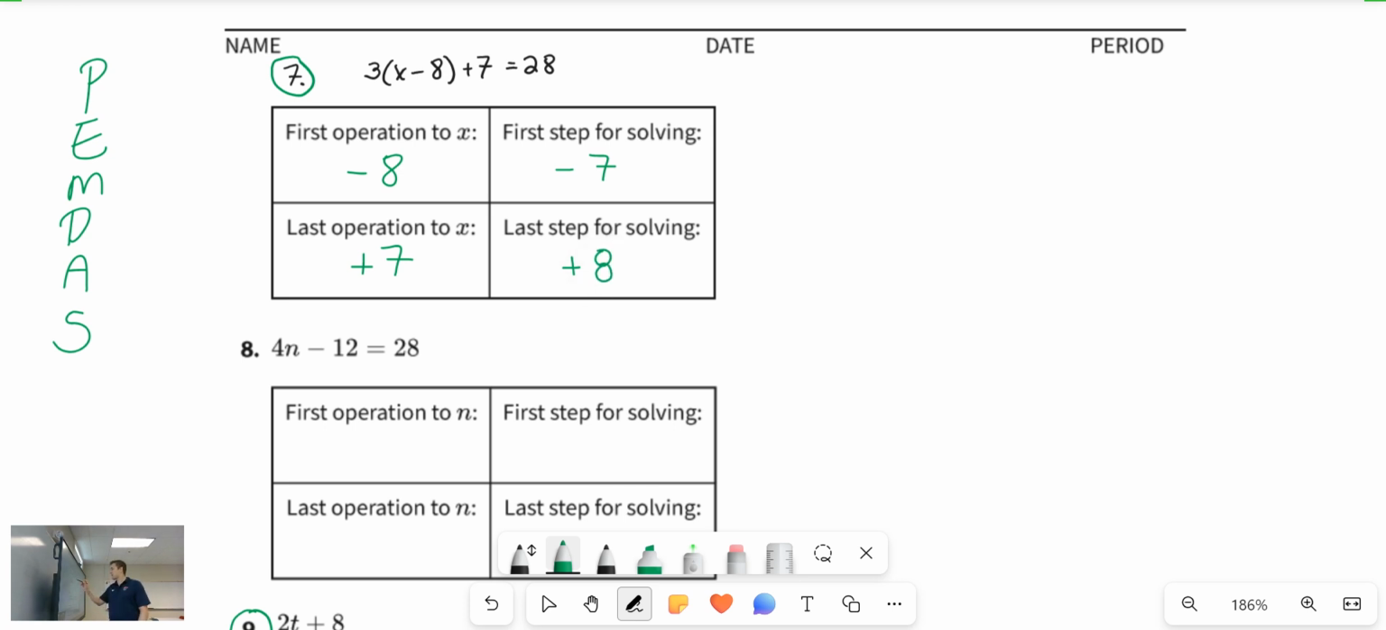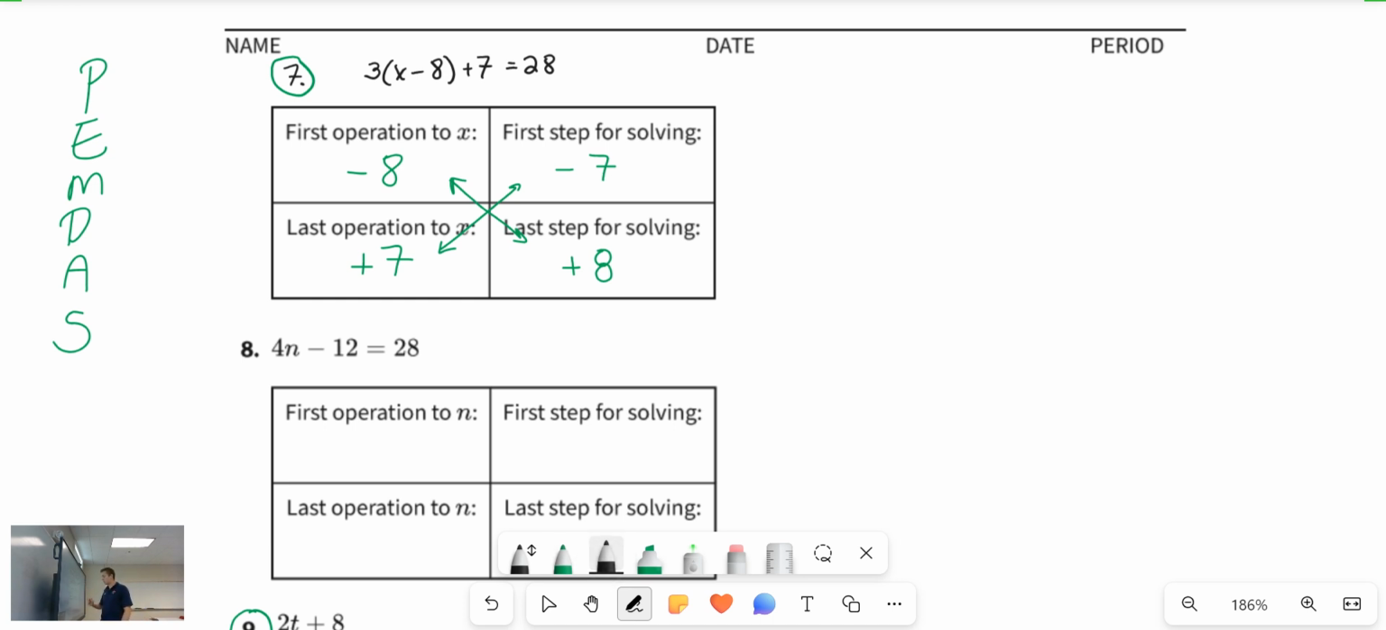Now, you might notice that the -8 and the +8 are opposites. That's important. And the +7 and -7 are opposites. That is also important. So you'll notice that the diagonals on this grid are opposite each other, but they have the same number associated. So let's check by solving.